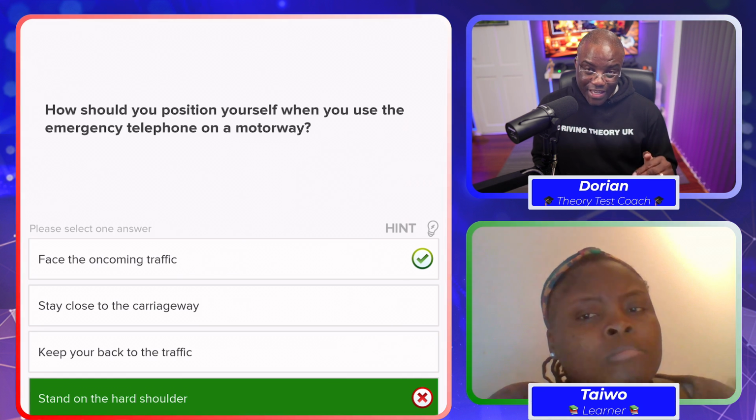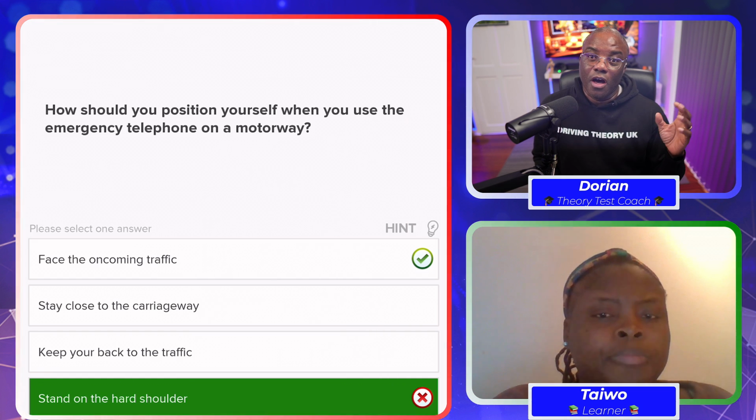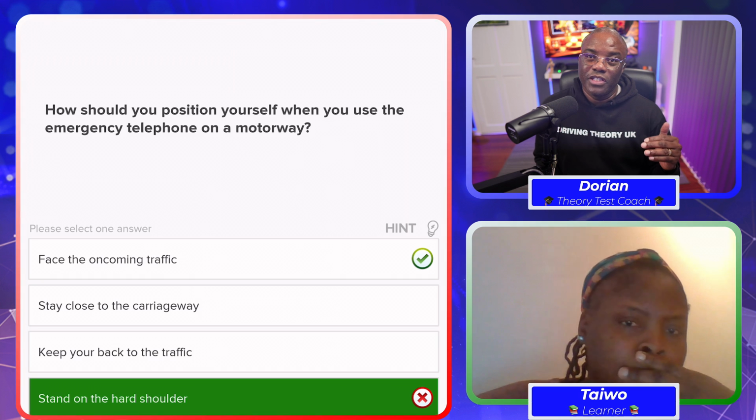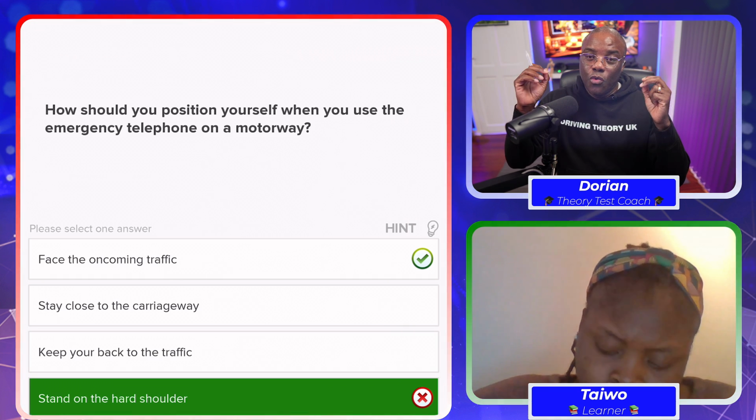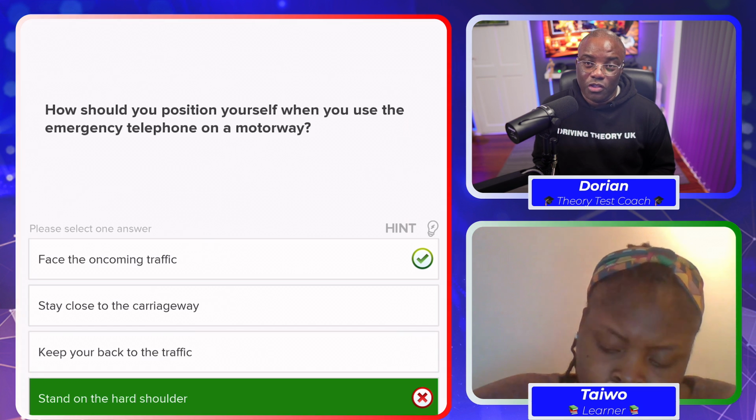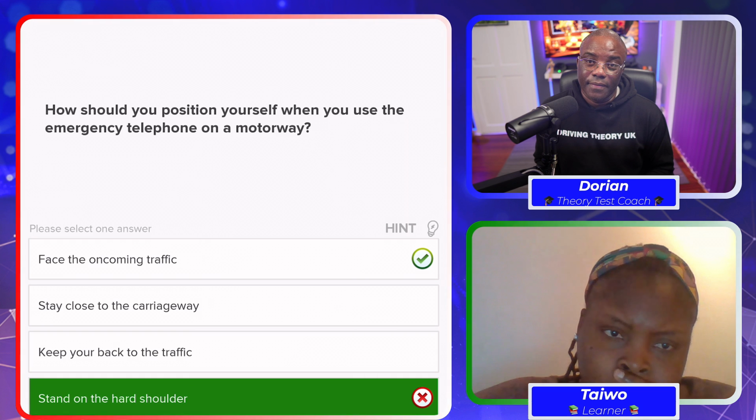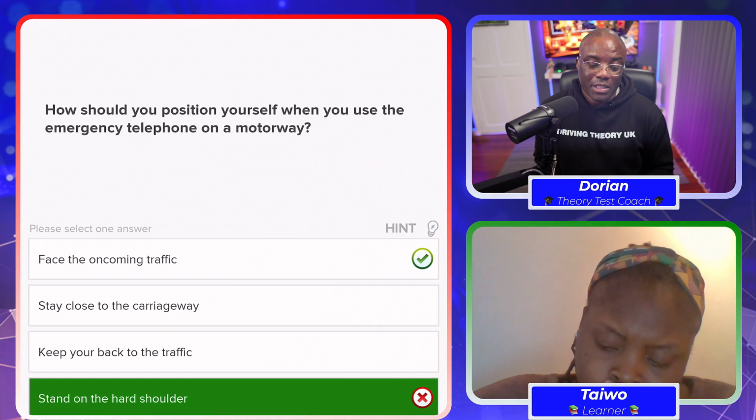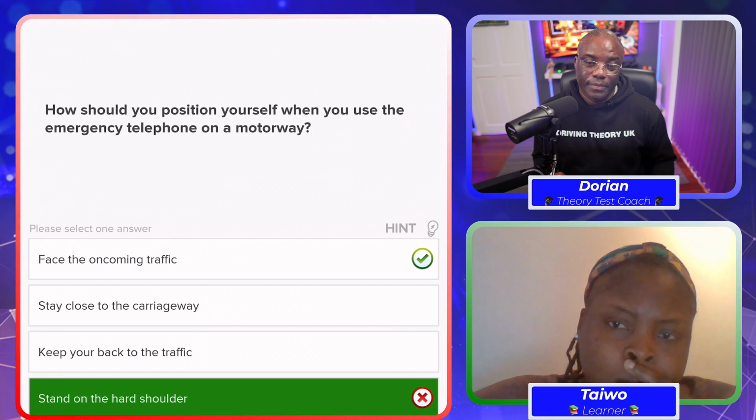But when you say face the oncoming traffic, it doesn't make a difference if the phone is on the hard shoulder or on the emergency refuge, because you're facing the traffic. You want to see if someone's lost control coming towards you. If your back is turned, you can't see it. Remember, it's about safety, and also a generic answer.